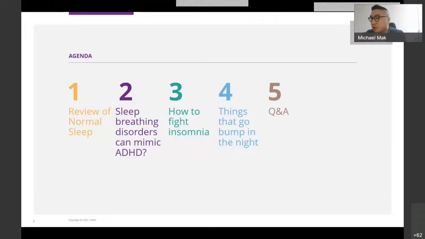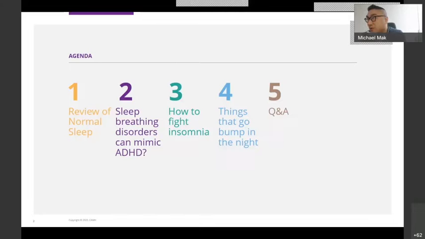Subsequently, we're going to talk about something that affects many people in society, which is insomnia, a problem falling asleep or staying asleep. And after that, we're going to talk about things that can affect older folks that involve complex nighttime sleep behaviors. We're going to finish off with a question and answer period, and I'm happy to take on whatever questions you may have about my presentation or just any general topic relating to sleep.